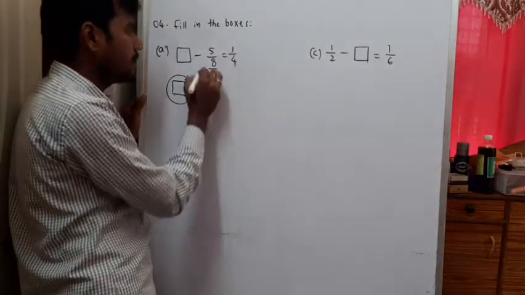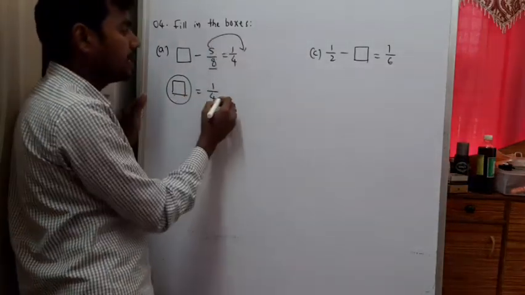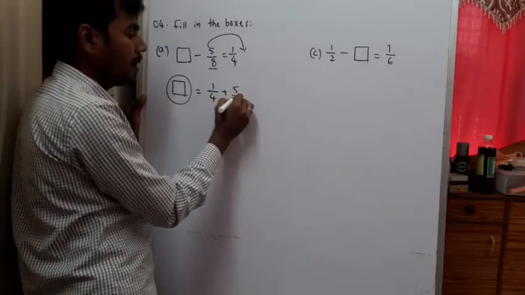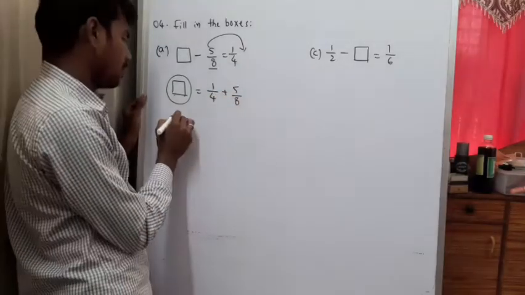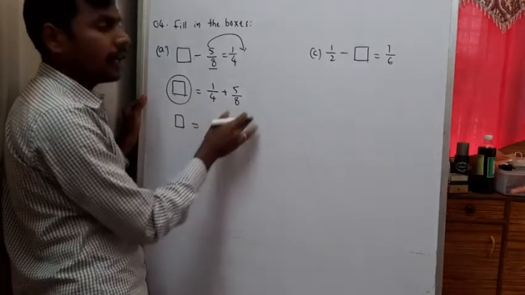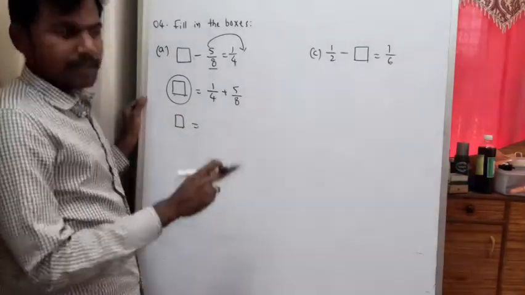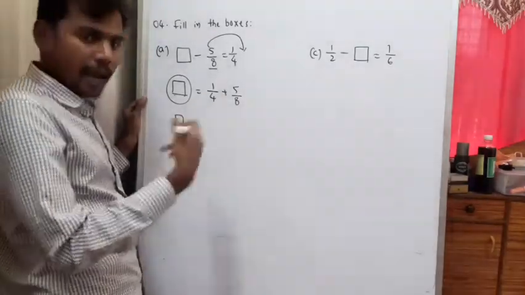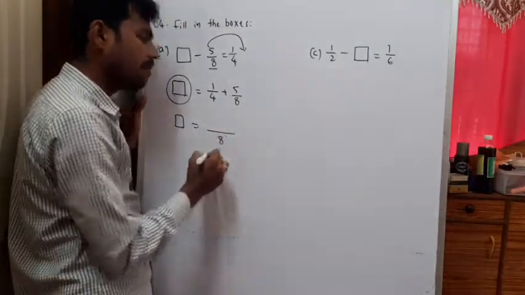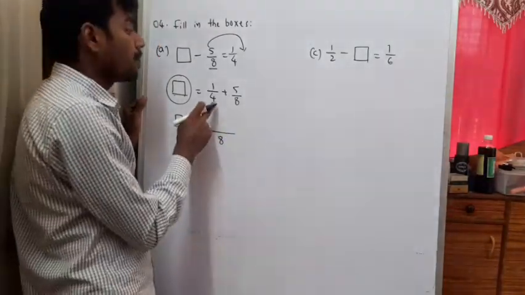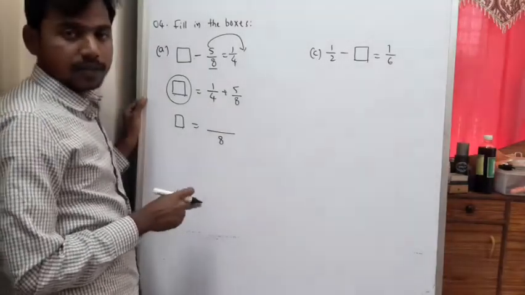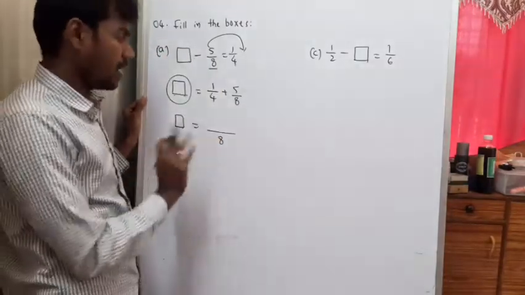1 by 4 as it is. I am transferring this to the right hand side. Then it will become 5 by 8 plus 1 by 4. So we need to take the LCM of 4 and 8. Since 8 is a multiple of 4, 8 will be the LCM. You have studied this in chapter 4. So 4 is a factor of 8, so then LCM of 4 and 8 will be 8 only.